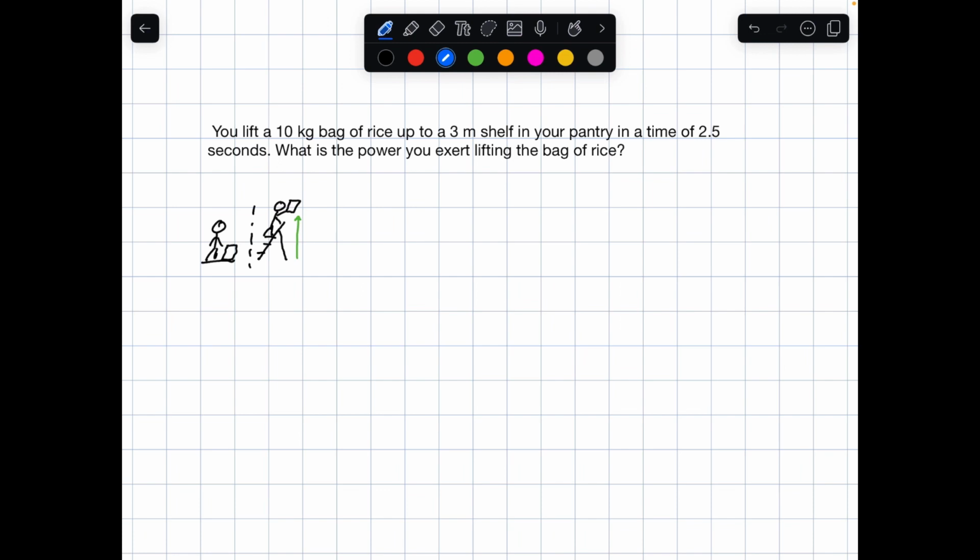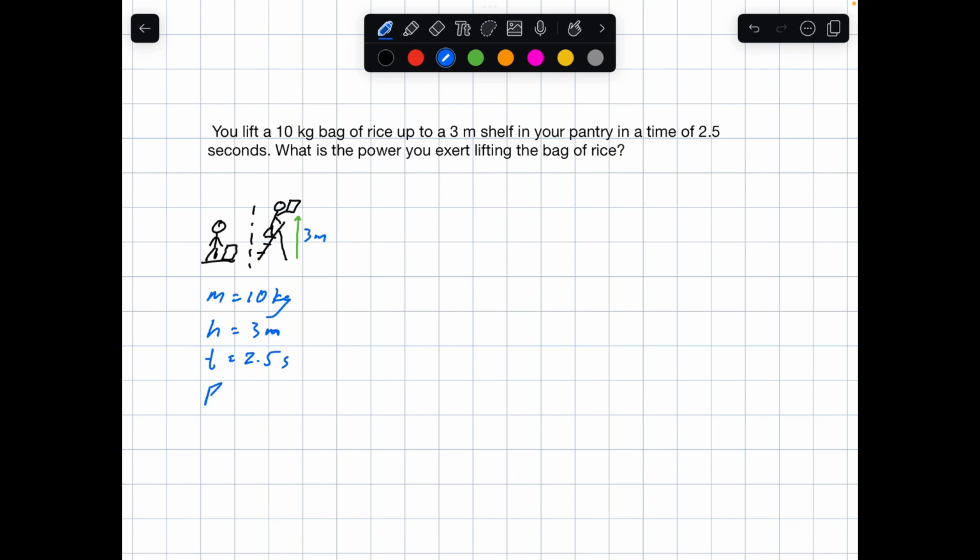Okay, so we'll begin by writing down the things that we know. We know that there's a mass of 10 kilograms. We know that the height is 3 meters to which you lift the bag of rice. So we can say H equals 3 meters or delta Y or delta X, whatever you're most comfortable with for that distance. And the time is 2.5 seconds.